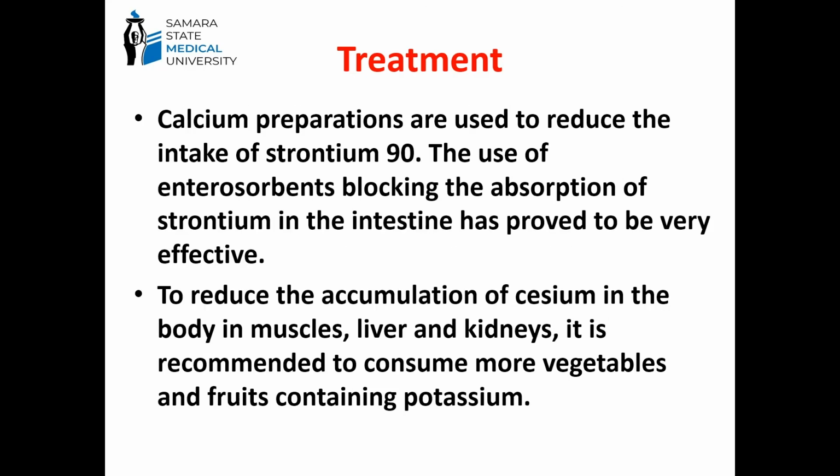The next measures: calcium preparations are used to reduce the intake of strontium-90. The use of enterosorbents blocking the absorption of strontium in the intestine has proved to be very effective. To reduce the accumulation of cesium in the body, in muscles, liver, and kidneys, it is recommended to consume more vegetables and fruits containing potassium.